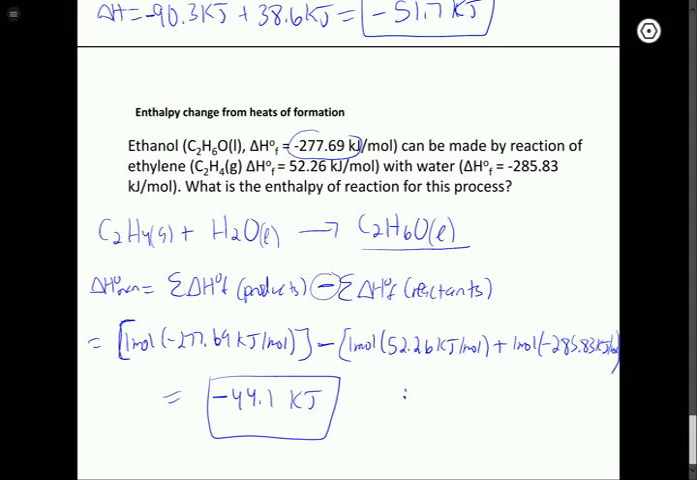Alright, so again, it's not a terribly difficult equation, but we can't forget negative signs. We have to do things in the right order. Products minus reactants, or else we'll switch the sign of our answer.